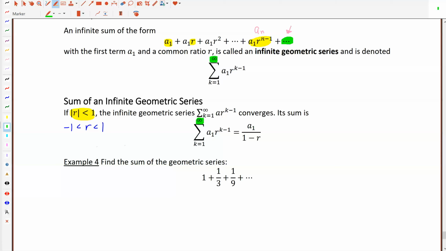Let's take a look at an example of our first infinite geometric series. It's going to be 1 plus 1/3 plus 1/9, and we're going to find the sum of it. So notice it says plus dot dot dot, which means it's just going to continue. This thing's going to go on forever.